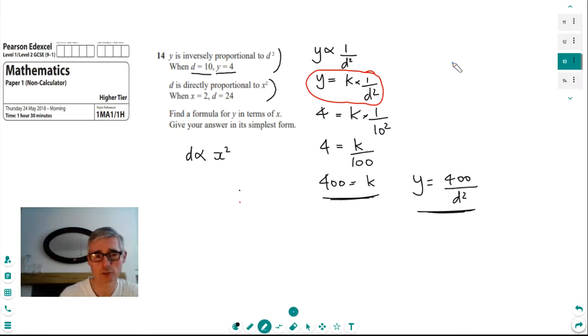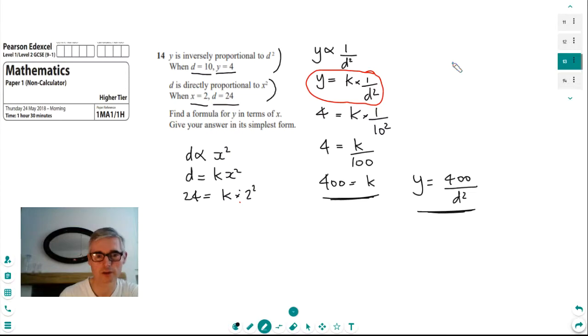I'm going to do a similar process. We're going to convert the proportionality sign into a k times. So we'll say d is now equal to k times x squared. And we're going to then use the boundary condition of x equals 2 and d equals 24 to find the value of k here. So if we substitute those values in, we get that 24 equals k times 2 squared.